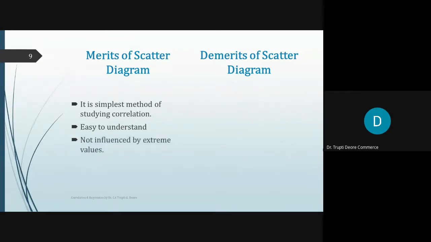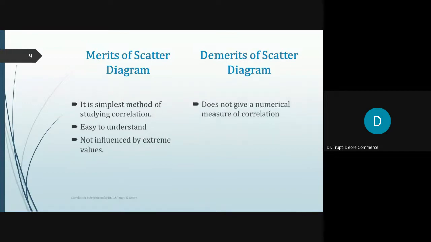It is not influenced by extreme values. Extreme values don't affect it, because on a graph you can also measure maximum extreme values with the help of a scale. You can define the scale, and with its help you can plot the points on the graph and get the diagram.